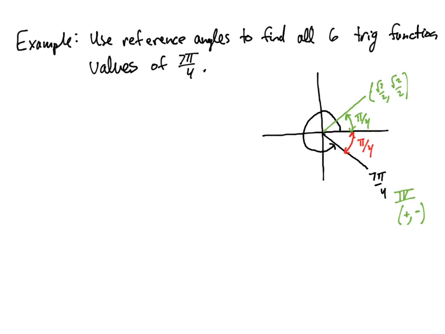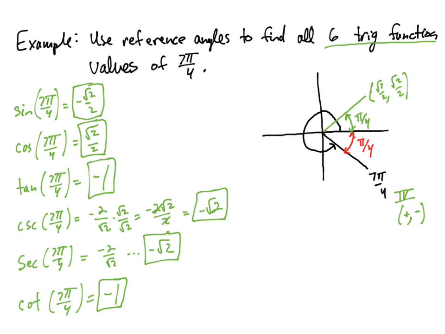So why don't you pause the video and see if you can find the 6 trig function values of 7 pi over 4 now that you've gotten a little bit of a head start. All right, so here are the 6 values. So take special care to make sure that the signs are correct on each of these. And I made a small mistake here.